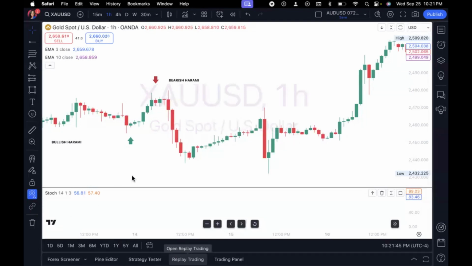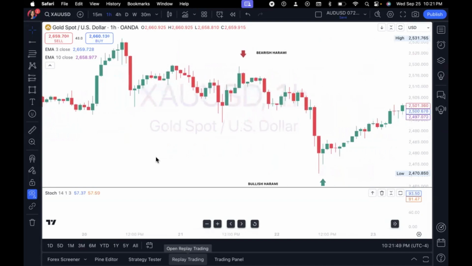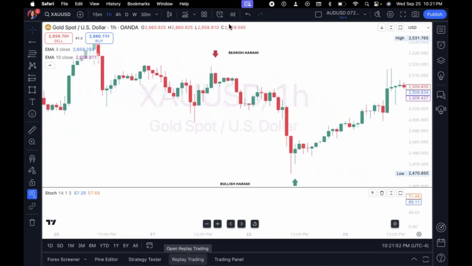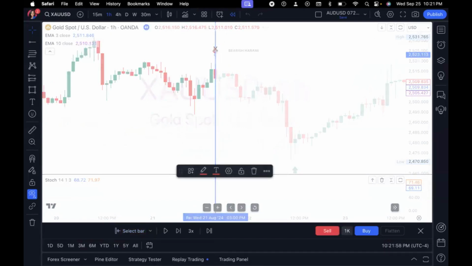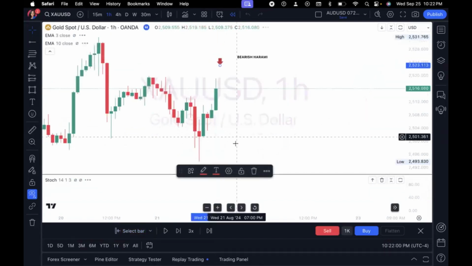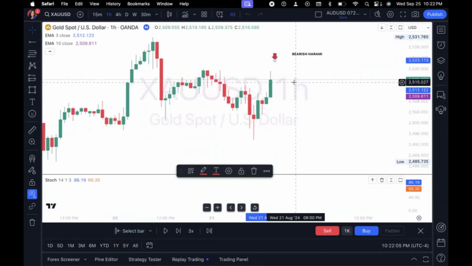You won't find it all the time, but when you do see it, it is a great opportunity to get into the trade. Now let's go ahead and look at another example of a bullish and a bearish Harami, and we'll start with the bearish Harami first. So let's just say you came into the market at this point in time, and we could tell that the market may be setting up for a sell because we see the wick on the candle.